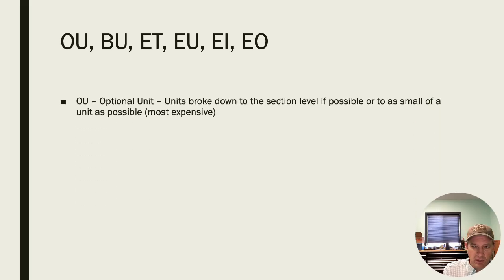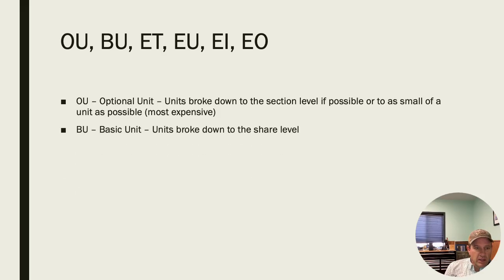Optional units is the most expensive. That allows you to break your databases all the way down to the section level, or have a claim paid down to the section level if you don't farm across the section lines there. It's considerably cheaper to be in enterprise units, which we'll go through in this presentation. But for some of you guys, if you're really spread out, this might be a viable option.